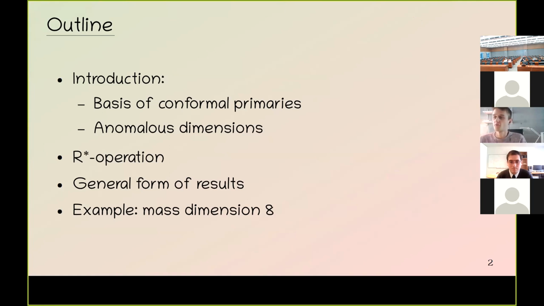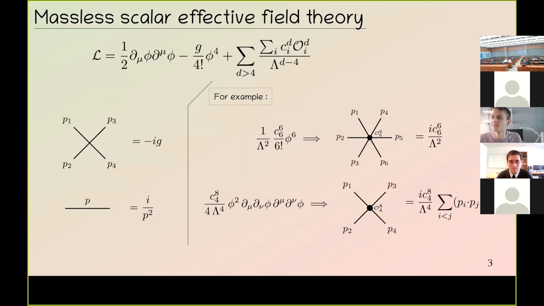I will give the general form of our results, and then I will make it less abstract with one example, which is the anomalous dimension matrix at mass dimension 8. And also I'll make a change of basis on this matrix to show how this happens and to point out some structure that appears in the basis of the primaries. But first of all, what is the theory that we're looking at?